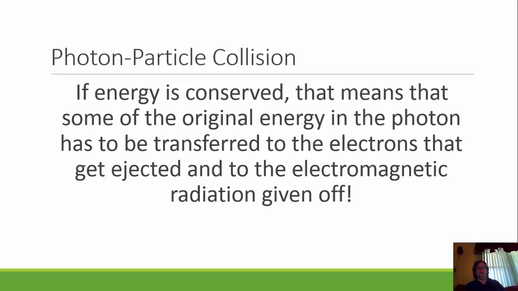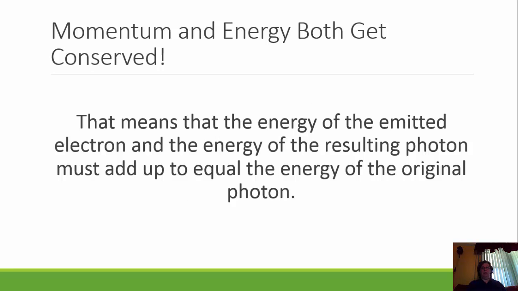If energy is conserved, that means that some of the original energy in the photon has to be transferred to the electrons that are ejected, and also to the electromagnetic radiation that's given off. That means that the energy of the emitted electron and the energy of the resulting recoil photon have to add up to equal the original energy of the photon. That's what conservation of energy is. The total energy of the system before the collision has to equal the total energy of the system after the collision. And the same is true for momentum.